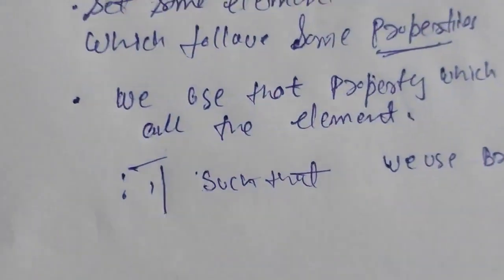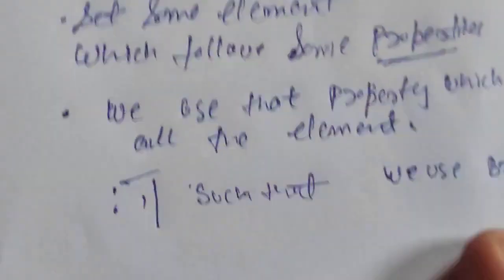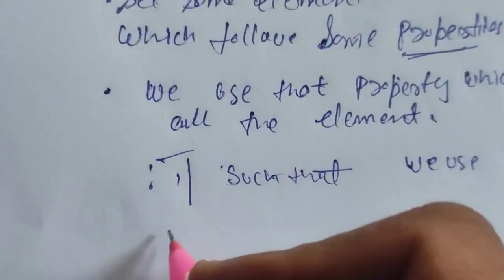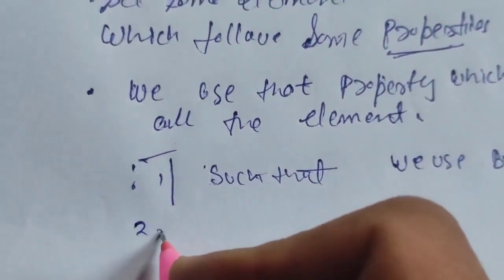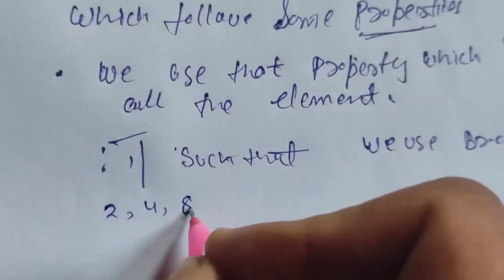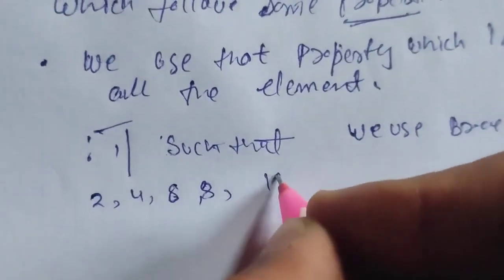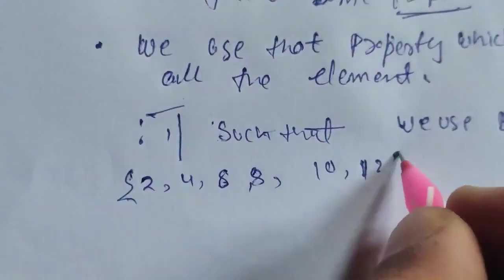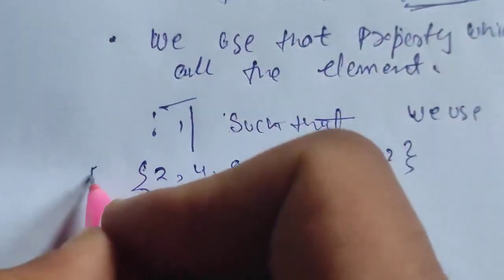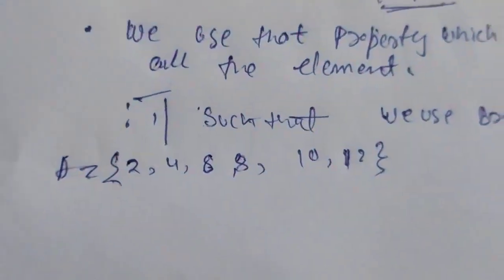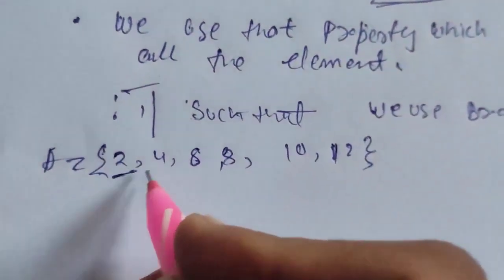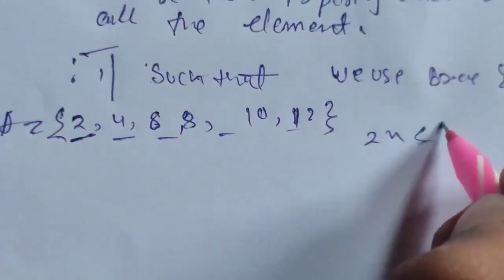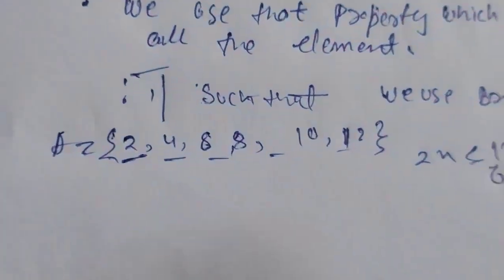Now, for example, let's first take a mathematical one. Say we have 2, 4, 6, 8, 10 and 12. This is in roster form. Somebody says please make it in set builder form. So we say the common property is that they are multiples of 2n, and the value is less than or equal to 12, that is n up to 6.